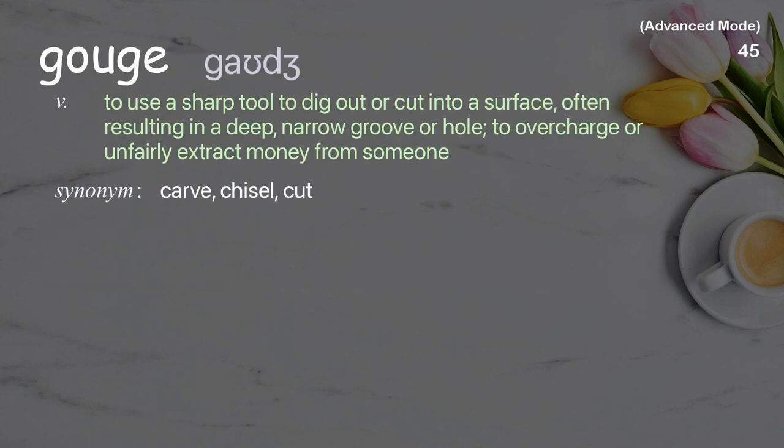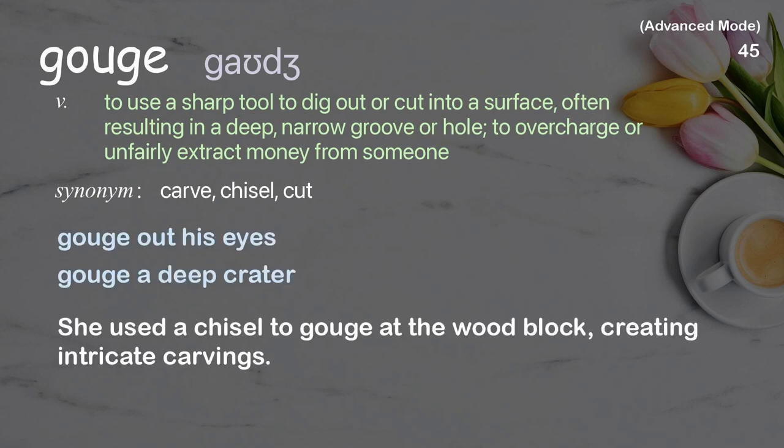Gouge: to use a sharp tool to dig out or cut into a surface, often resulting in a deep, narrow groove or hole; to overcharge or unfairly extract money from someone. Examples: gouge out his eyes, gouge a deep crater. She used a chisel to gouge at the wood block, creating intricate carvings.